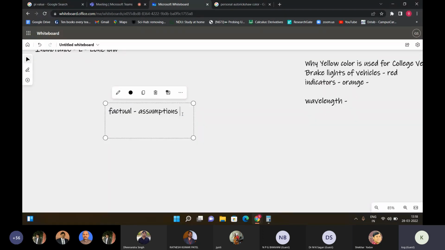Now, what is this conceptual knowledge? What do you mean by this conceptual knowledge? Conceptual knowledge deals with certain concepts. Mostly, if you look at the laws, when you look at the theorems, they all try to establish a relationship between two parameters.